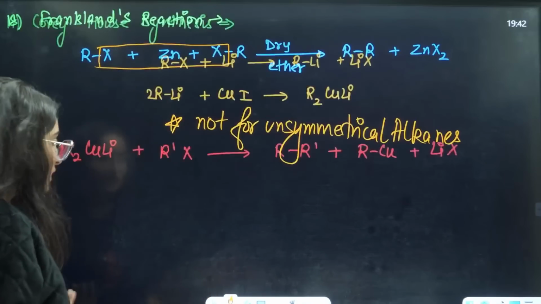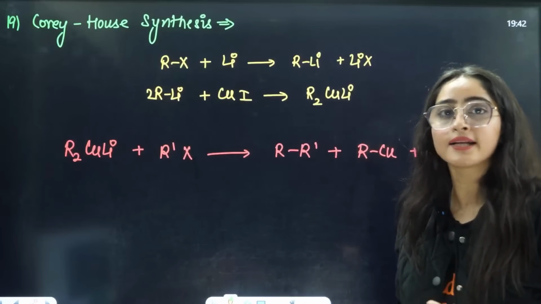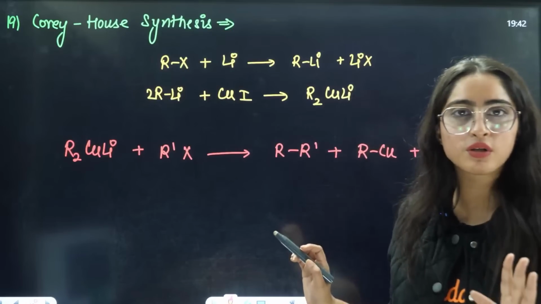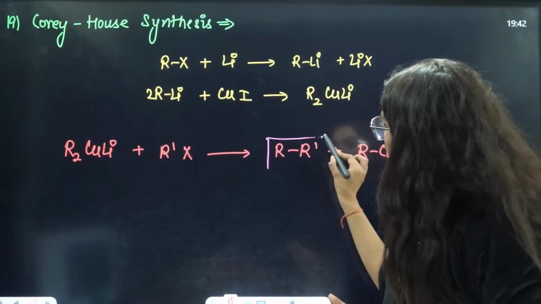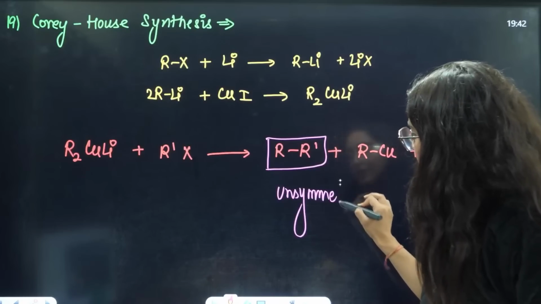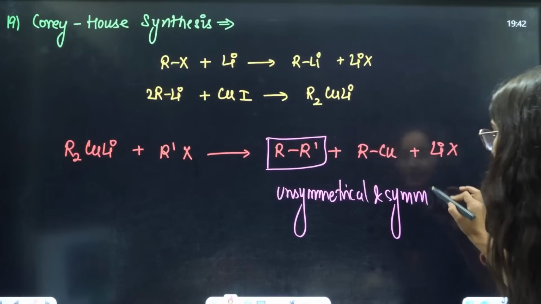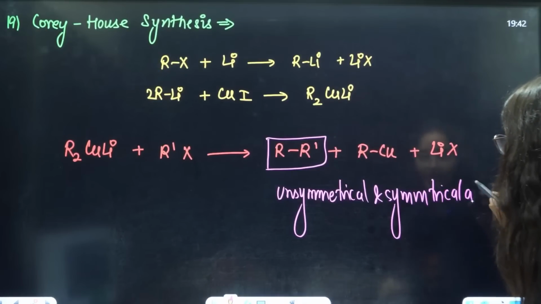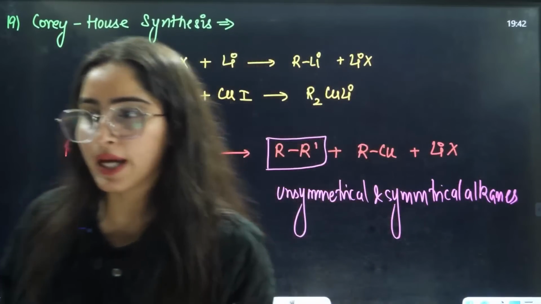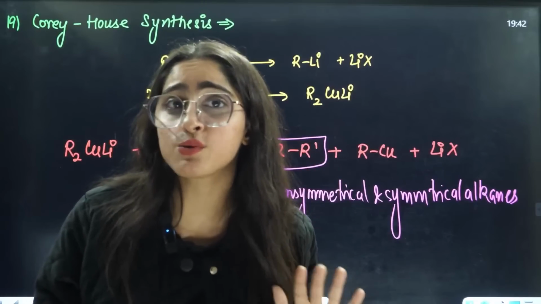But there is one reaction just like this which is very famous. That is Corey-House synthesis. Now what happened in this Corey-House synthesis is that we were able to make unsymmetrical alkanes as well, and symmetrical alkanes, both we were able to make. Now when we are able to make both, that means we are now successful here, right?